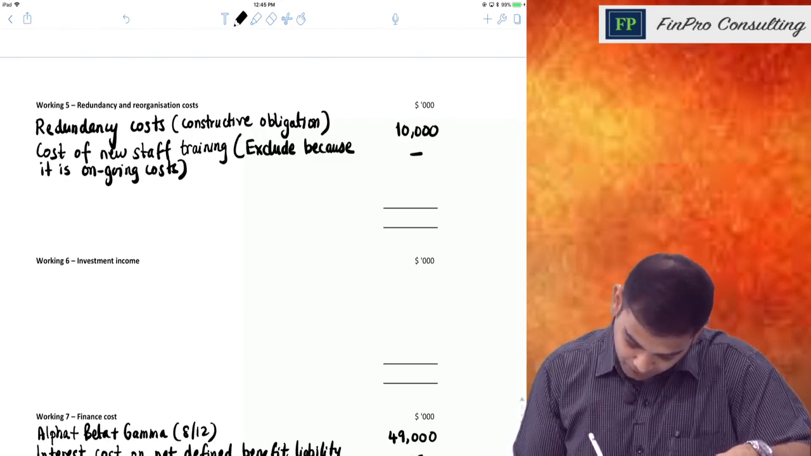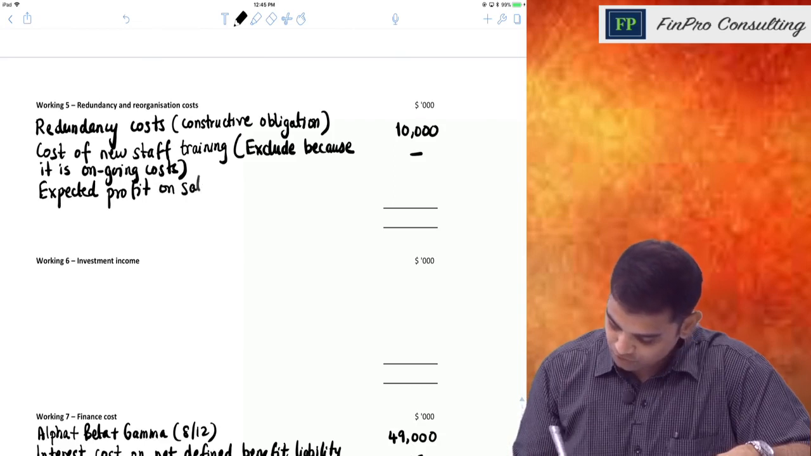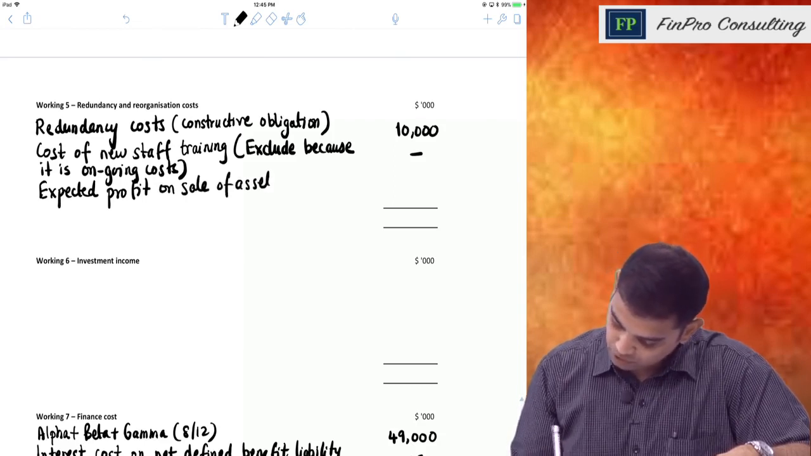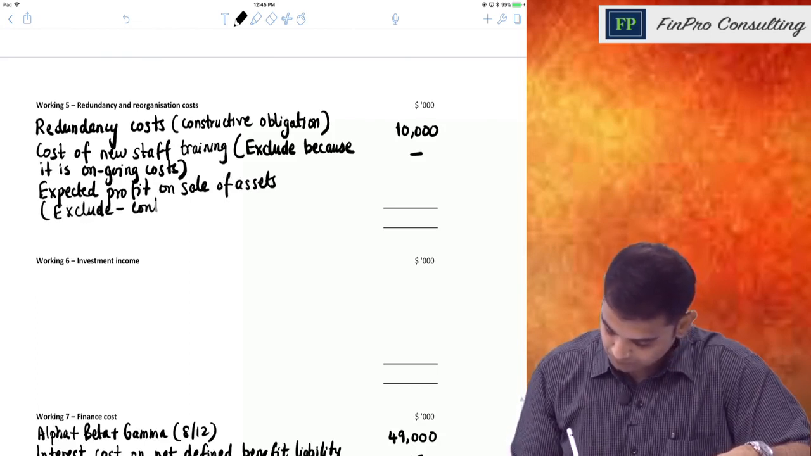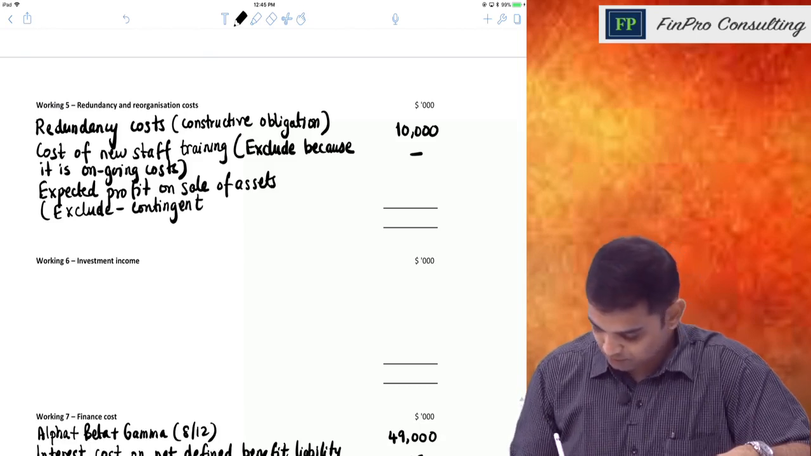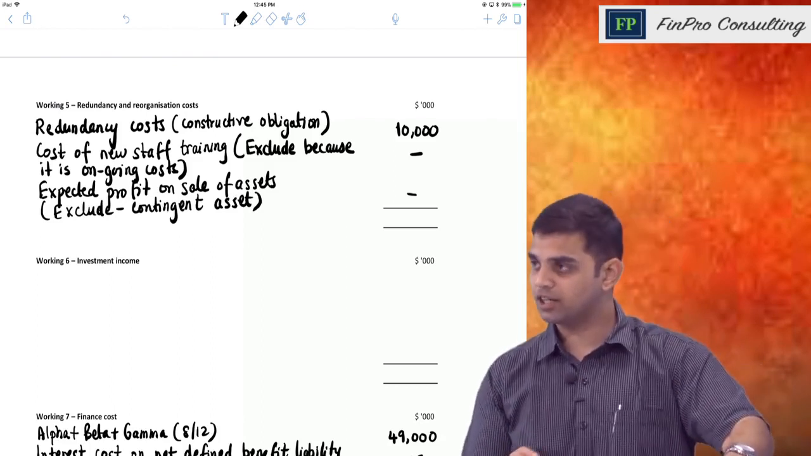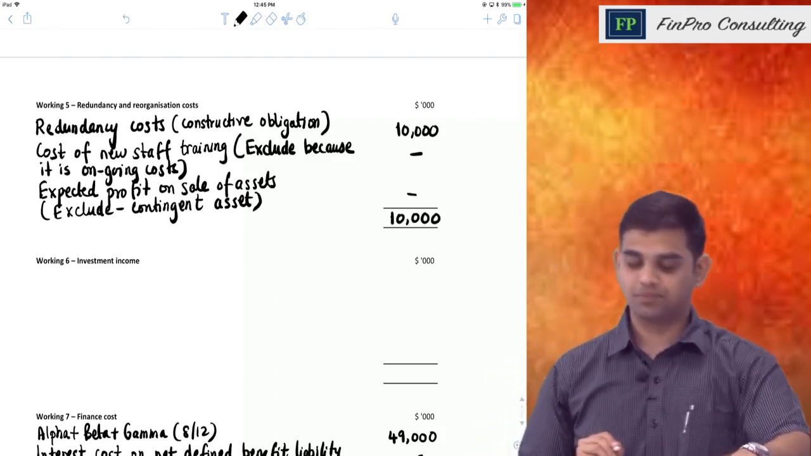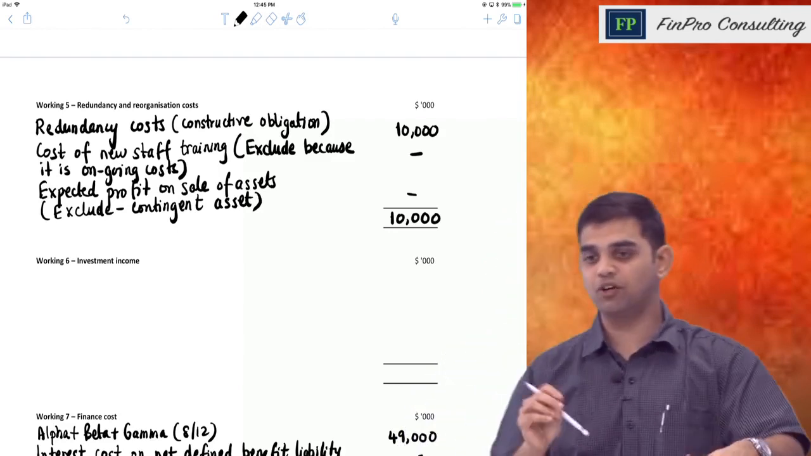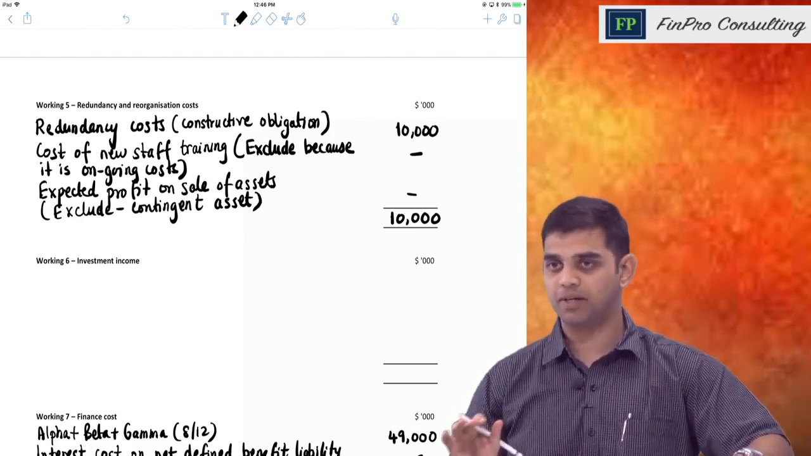And expected profit. Expected profit on sale of assets. So you will write exclude because it is a contingent asset which cannot be included. So dash. So earlier you had recognized 14,000, now you will recognize only 10,000. Okay. So if you write this, you will get full 1.5 mark for this adjustment. If you do not give a reasoning, I think half mark will be deducted.